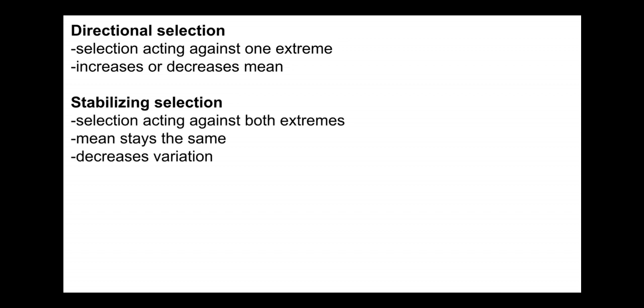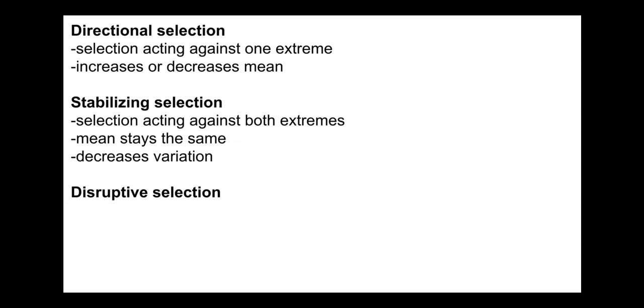So directional selection, for review, is selection acting against one extreme, either, for example, really small or really big, and it either increases or decreases the mean. Stabilizing selection is selection against both extremes. So the mean stays about the same, but the variation decreases. Human birth weight is an example of this. Imagine birth weight for most mammals is going to be under stabilizing selection.